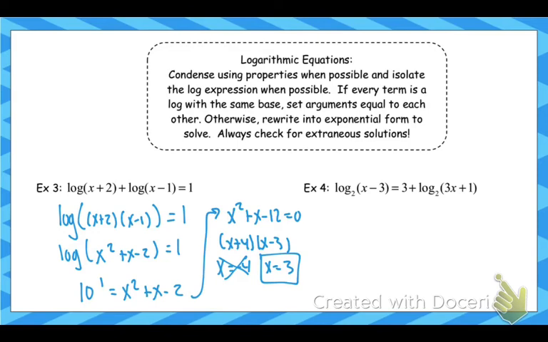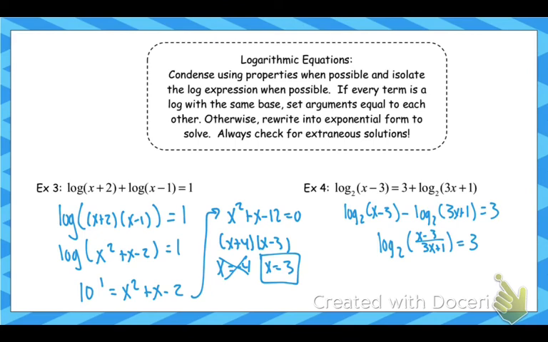All right, then let's look at example 4. There's actually 2 different ways you could work this out. I'll go ahead and do what I think might be easier for most of you guys. I'm going to move this log to the other side so that all my logs are together. Well, if you're subtracting logs, you can divide the arguments. So I can rewrite this as log base 2, x minus 3 over 3x plus 1.